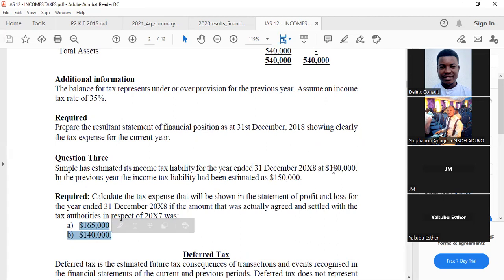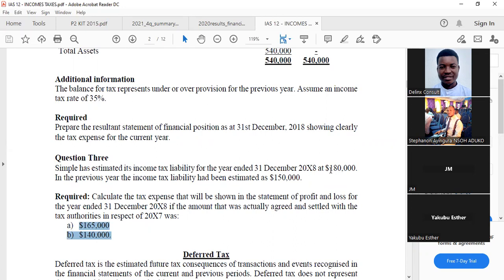So if there was no under provision or over provision, how much should have been the tax that you are going to subtract from the current year profit? If there is no issue of under or over, how much are we going to subtract from the current year's profit as current tax? 180. It will be 180. That is the estimate that we are making this year.